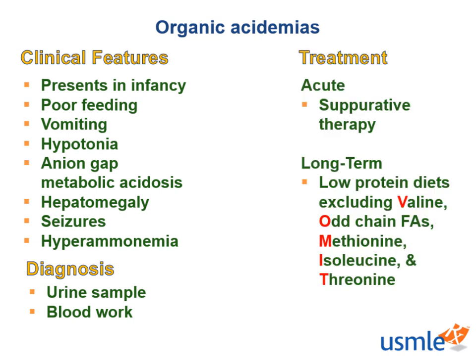Treatment can be either acute or long-term. During acute episodes of acidosis and dehydration, supportive therapy such as fluid and electrolyte replacement and ensuring appropriate nutritional and caloric intake is necessary. Long-term treatment includes a low-protein diet excluding the metabolites of propionyl-CoA, which again are valine, odd-chain fatty acids, methionine, isoleucine, and threonine, which you can remember by the acronym VOMIT.